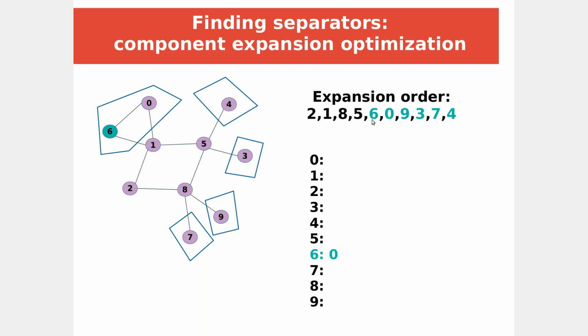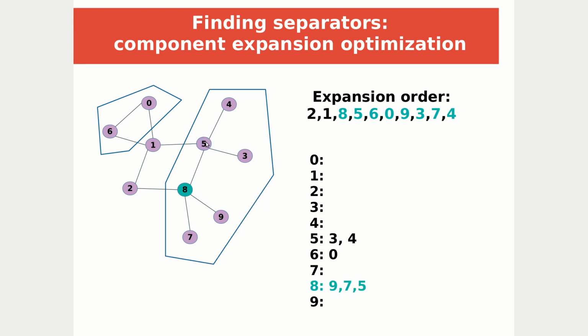And when we consider node 6, we see that it has a neighbor in the already created component 0. So we add 0 to the neighborhood list of node 6. Then we consider node 5. It has neighbors in components 3 and 4, so we add 3 and 4 to the neighborhood list. Then we consider node 8, and we add its neighbors, representatives of the 3 already known connected components, 9, 7, and 5, remembering to add 5, that is the representative of a larger component, after representatives of smaller connected components.